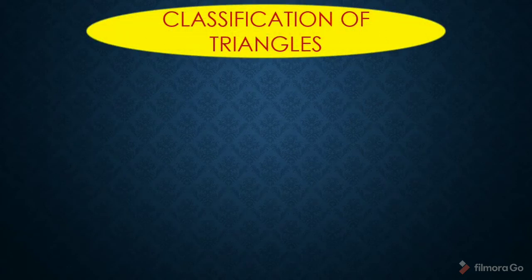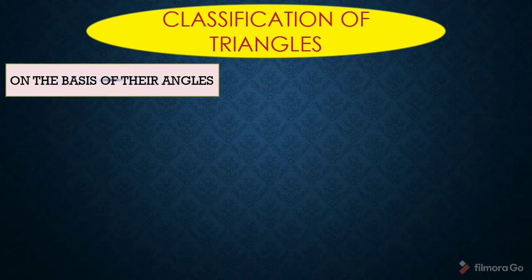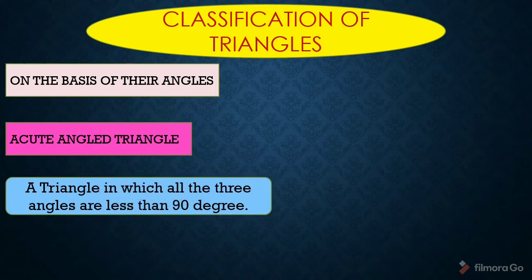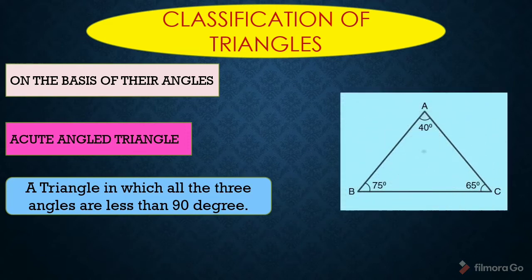Now, classification of triangles on the basis of their angles. First of all, acute angle triangle. A triangle in which all the three angles are less than 90 degree is called acute angle triangle. You can see in this figure all the angles are less than 90: 40, 75 and 65. All are less than 90. So, it is an acute angle triangle.